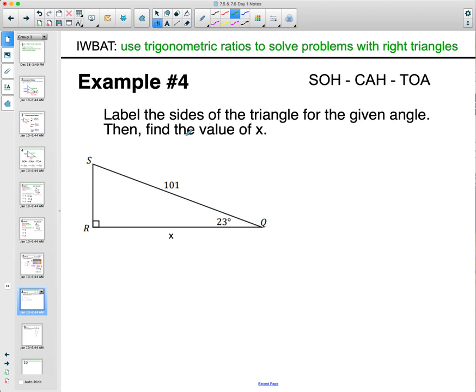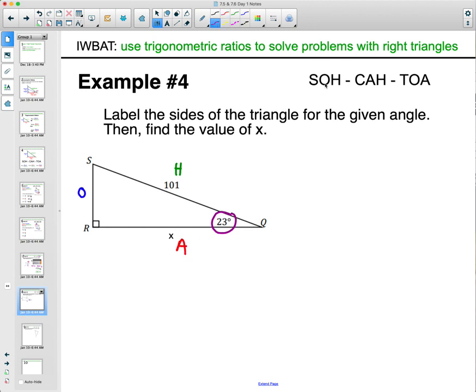Next example: label the sides of the triangle for the given angle, then find the value of x. So again, look for the given angle. We don't use the 90, so we're going to use this one. Label the sides. Across from the 90 is always the hypotenuse. Across from the angle is the opposite. Next to the angle is the adjacent.